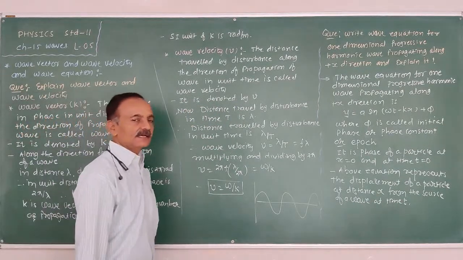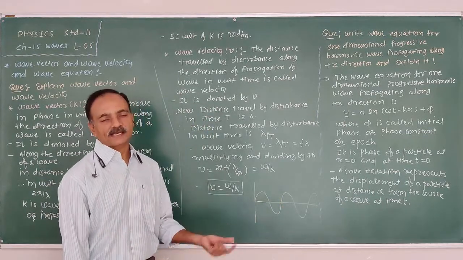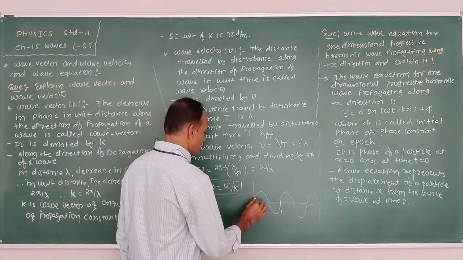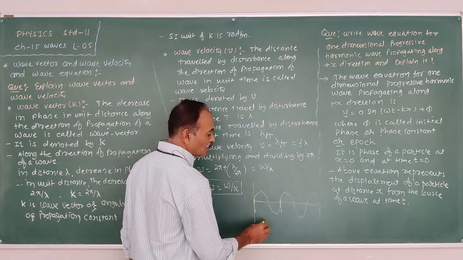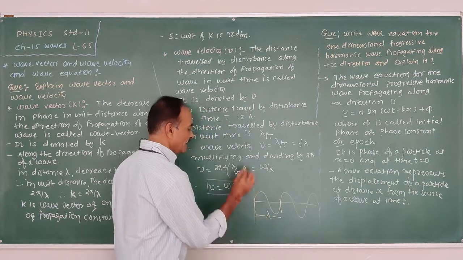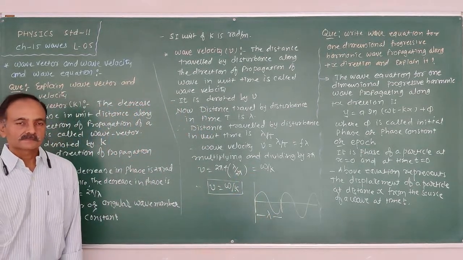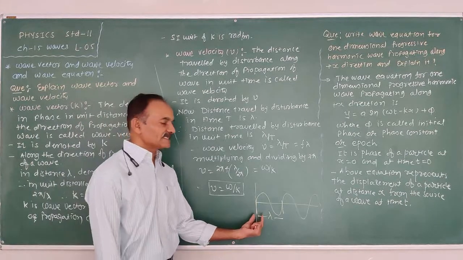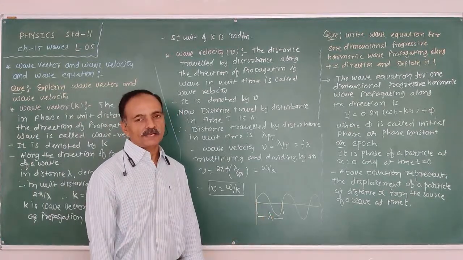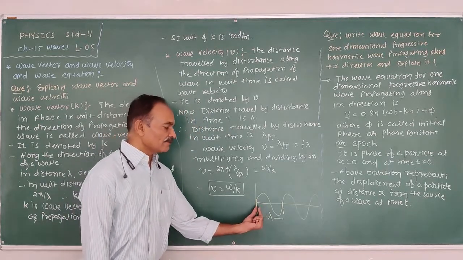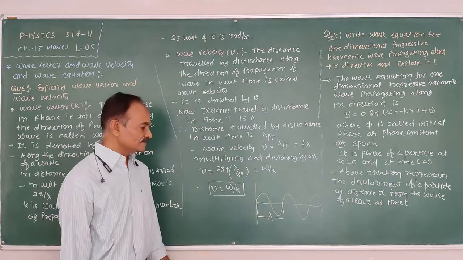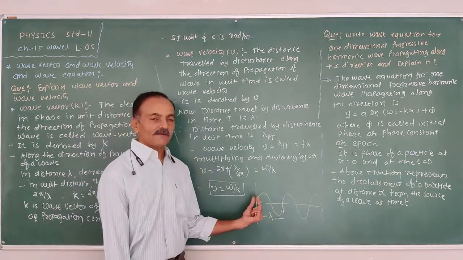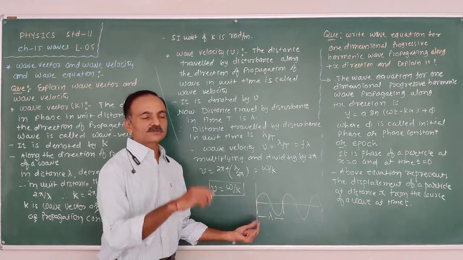Wavelength is the distance between two particles having a phase difference of 2 pi radian. Here we consider these two particles having a phase difference of 2 pi radian. That is known as lambda, or the wavelength of a wave. It means as we go from this particle to this particle, the phase decreases by 2 pi radian. Therefore, whatever the decrease in phase in unit distance, that is known as the wave vector.